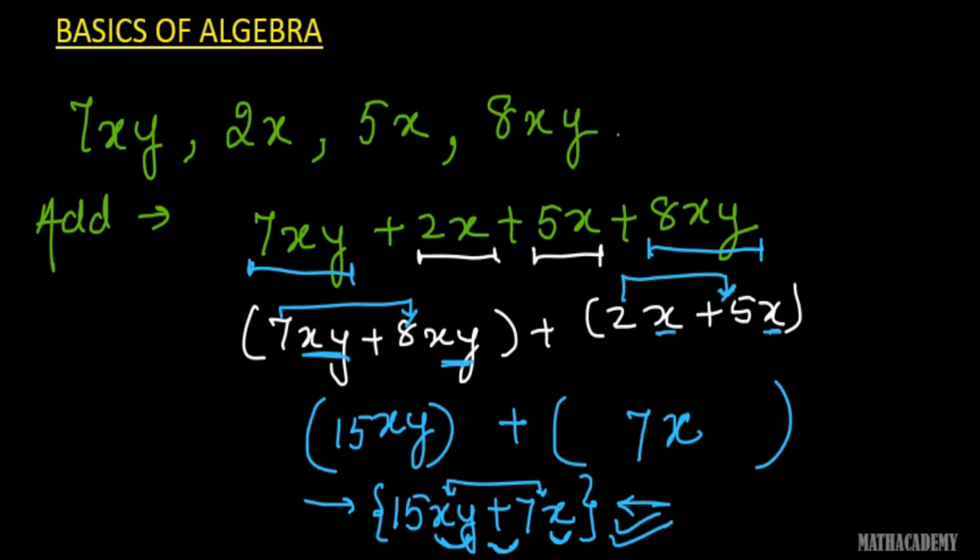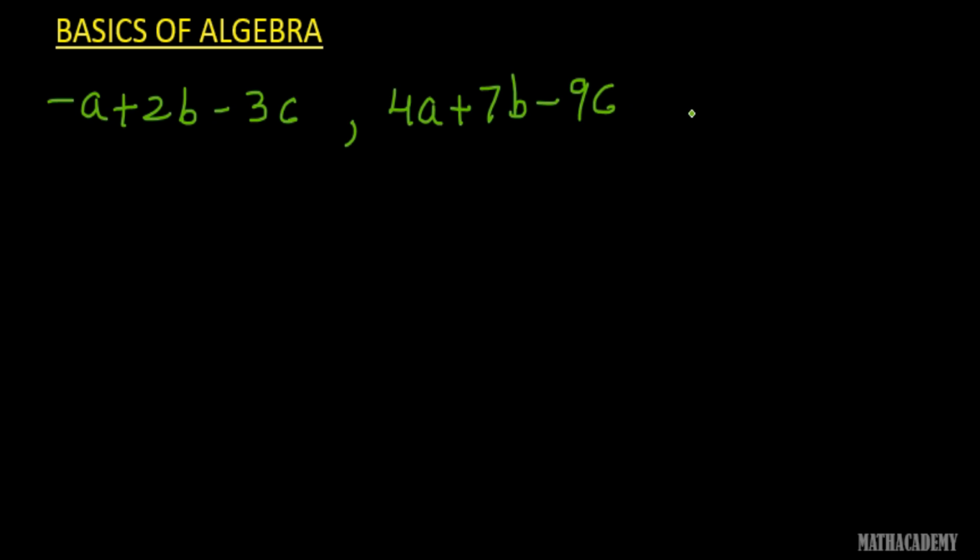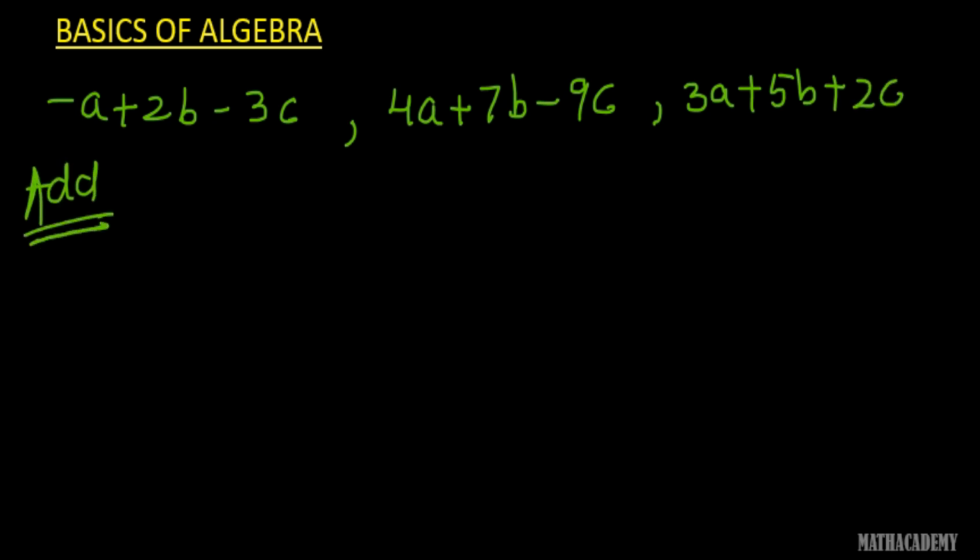Let us consider one more example. Suppose we have three algebraic expressions: minus a plus 2b minus 3c, 4a plus 7b minus 9c, and 3a plus 5b plus 2c. And we have to add the above three polynomials. So how do we do it?